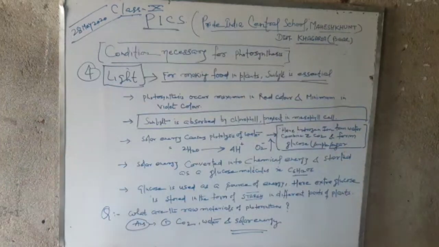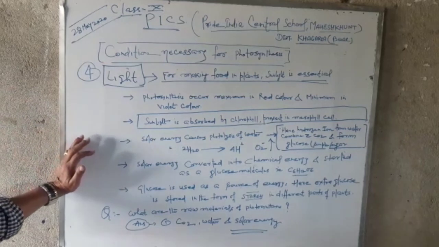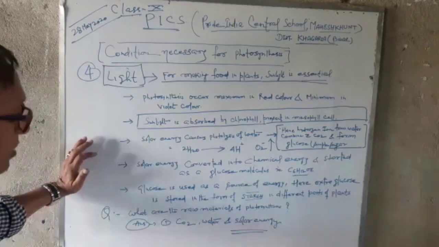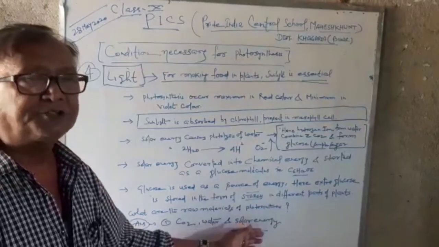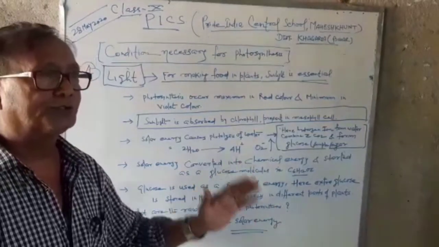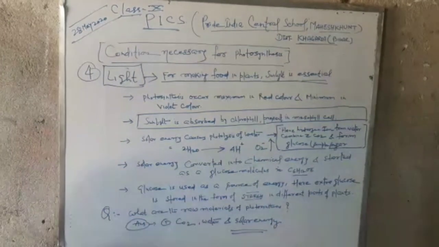Now the question arises: what are the raw materials of photosynthesis? The raw materials of photosynthesis are carbon dioxide, water, and the sunlight or solar energy. So now this photosynthesis lesson has finished.